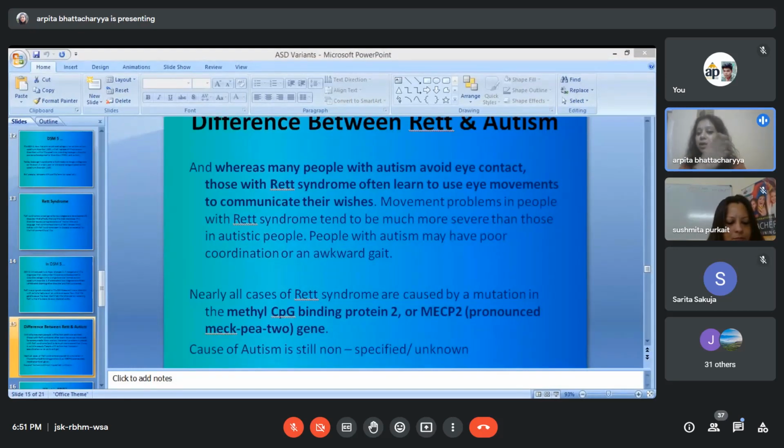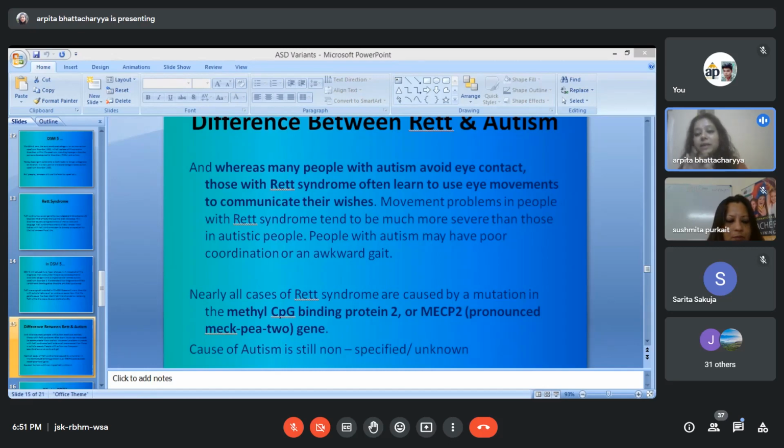As I said, the cause is known. I don't want to fog your brain with the gene name, but I have mentioned in the slide for information that Rett syndrome has a definite cause: a mutation in the methyl CpG binding protein 2, the MECP2 gene. That is the reason for Rett syndrome. So it is known now.